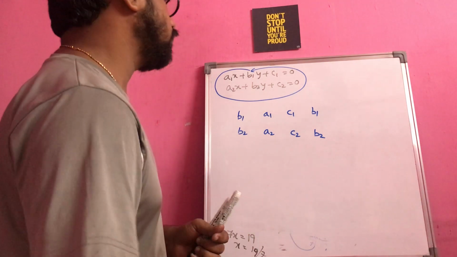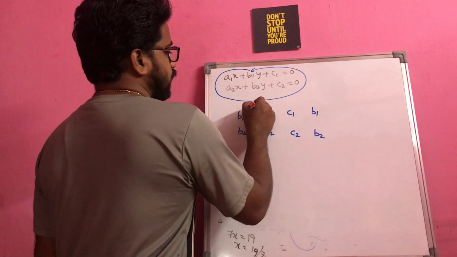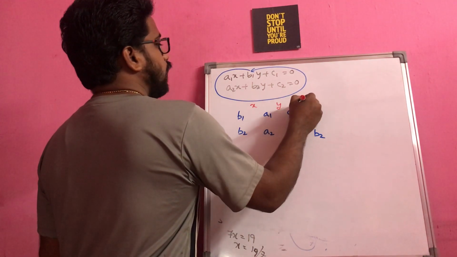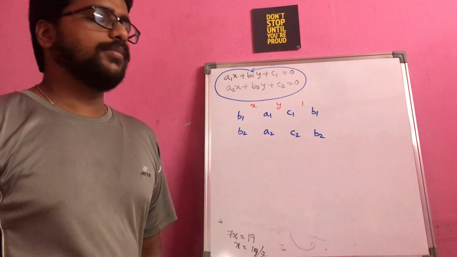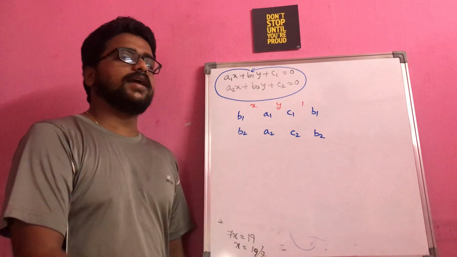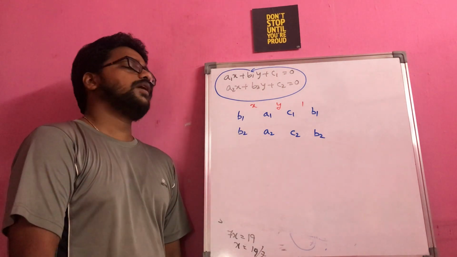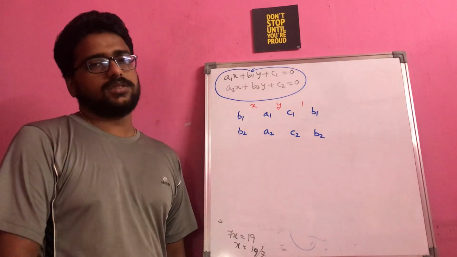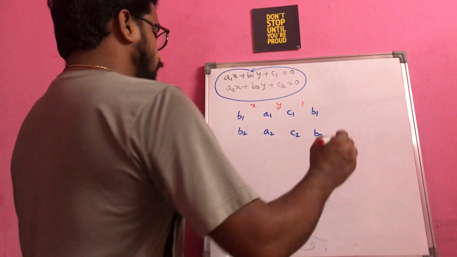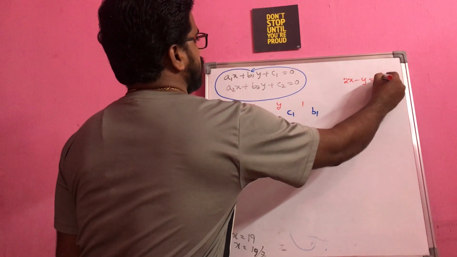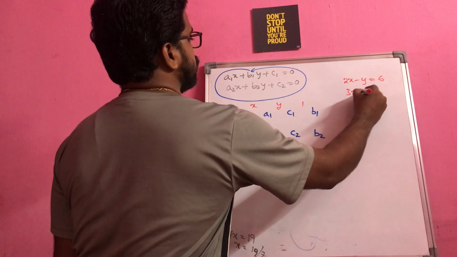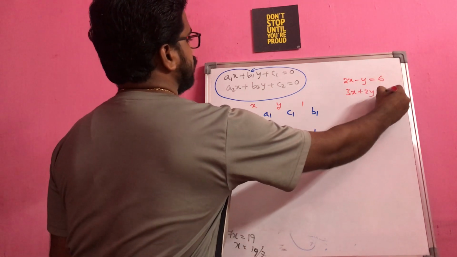If you observe here, this is x and this is y and this is 1, which I will take. You can take any number also, that is not a problem because it will get balanced anyway, but we will take it as 1 to make our work simple. So if I take the same equations, 2x minus y is equal to 6 and 3x plus 2y is equal to 7, which I had given to you.